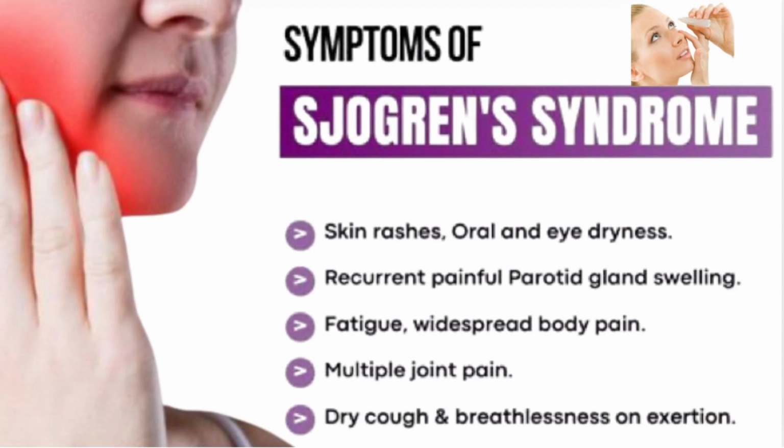Glandular swelling is another feature. Enlargement of the parotid glands may occur, sometimes on both sides. When one gland becomes firm or persistently enlarged, it raises concern for possible lymphoma transformation.